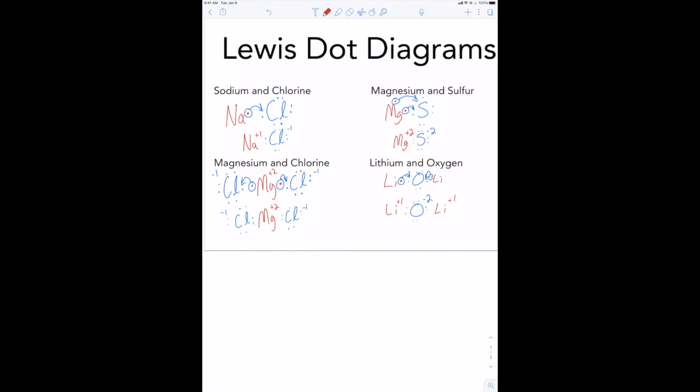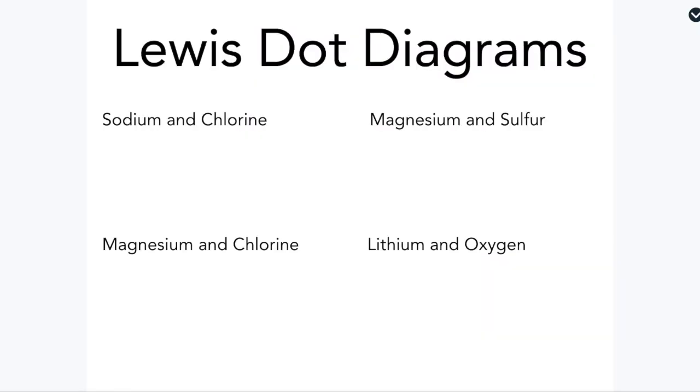So there you go, folks. That is how we do an ionic bonding mechanism. Basically, how do we show the electrons transferring? So there.